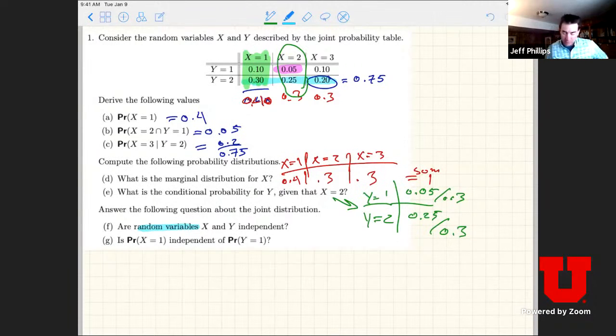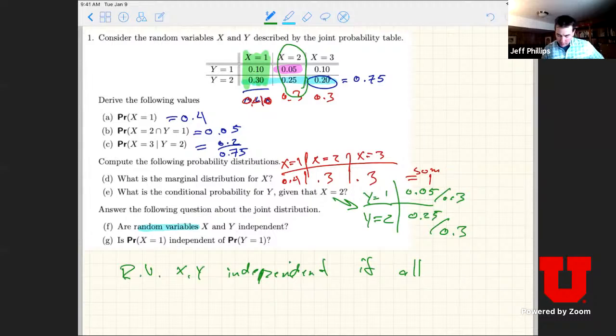So there are a few ways of doing this. Let me just review that random variables X and Y are independent if all events, let's say A in X and B in Y, are independent.